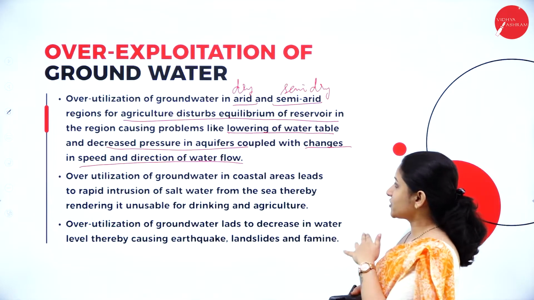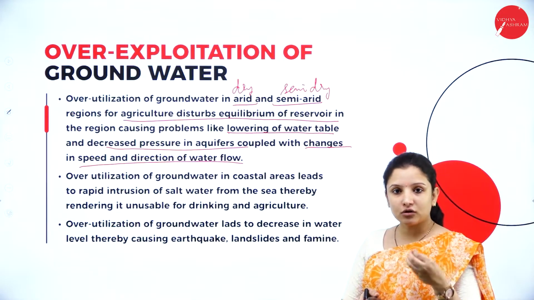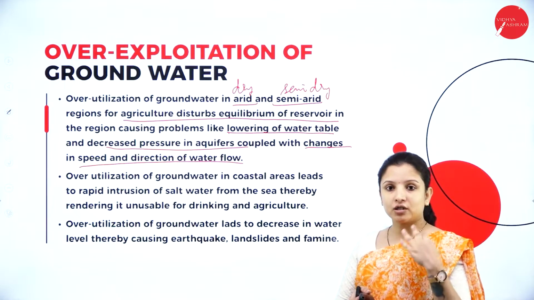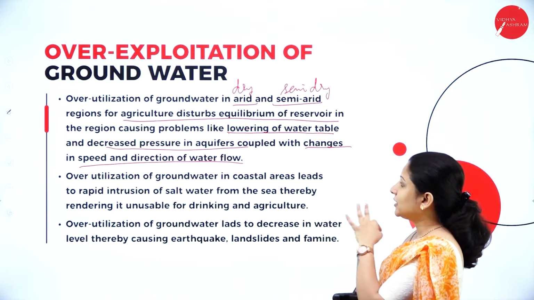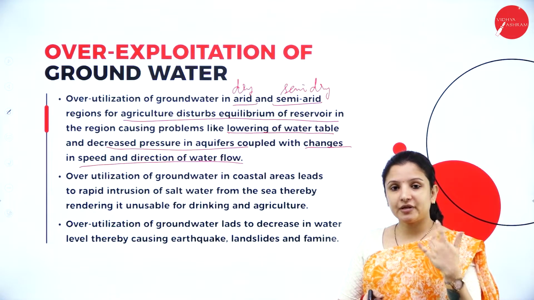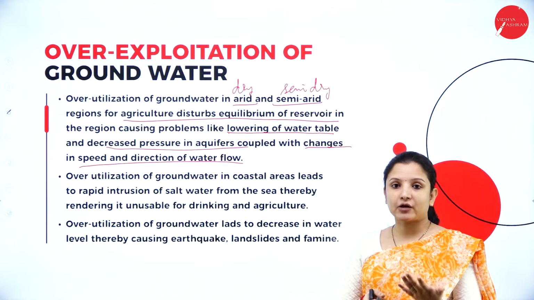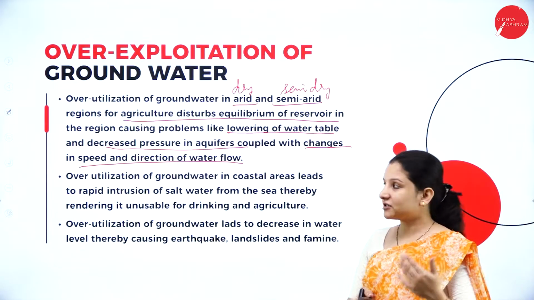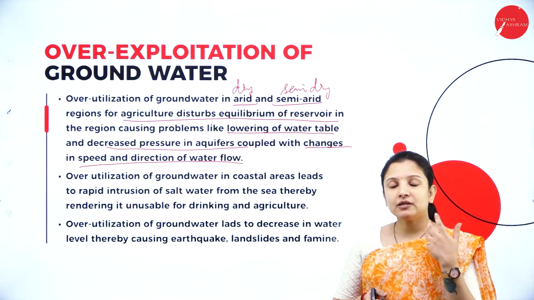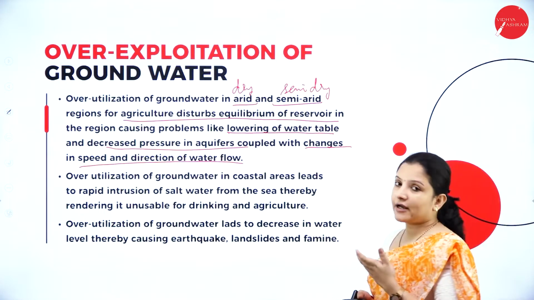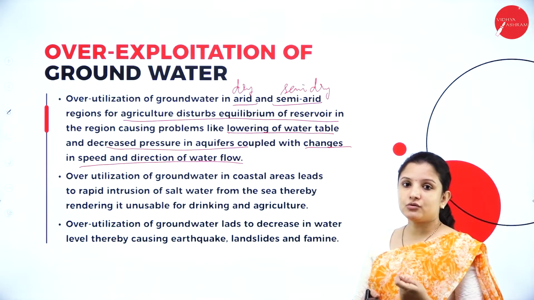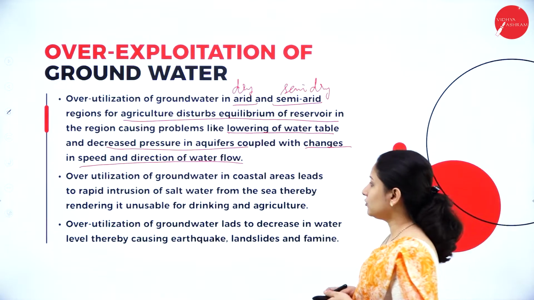This alteration in the balance will cause a lot of problems. It will bring down the level of water in the water table, it will decrease the pressure, or decrease the replenishing capability of the aquifers, that is the ponds, rivers, lakes, etc. And not just that, it will also lead to a change in the direction of water flow. All these will lead to the depletion of the groundwater.